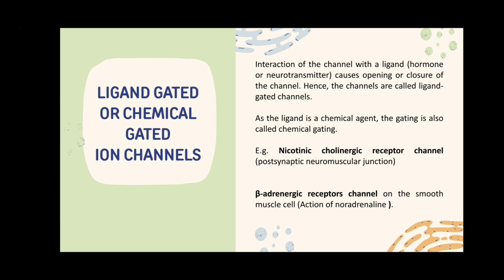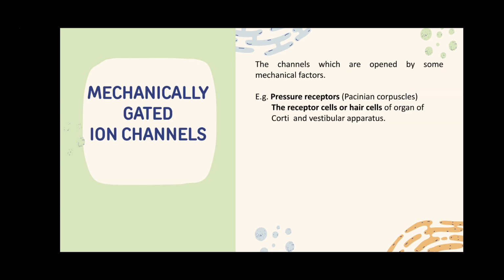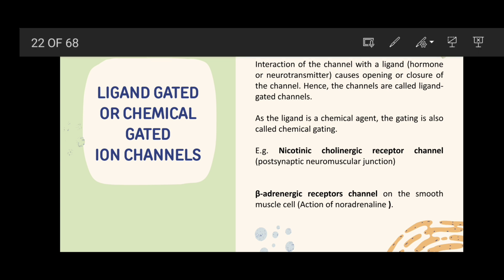Ligand gated or chemically gated ion channels. In these channels, a specific chemical compound like a hormone or neurotransmitter, these are called ligands, which causes opening or closing of these channels. So that's why these channels are called ligand gated channels. As a ligand is a chemical agent, the gating is also called chemically gated channels.